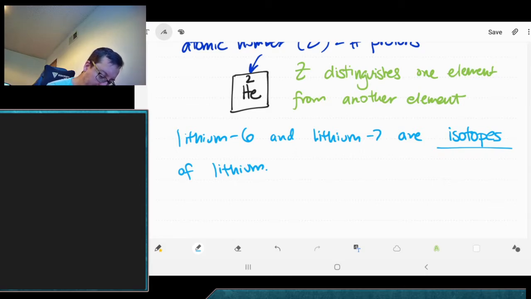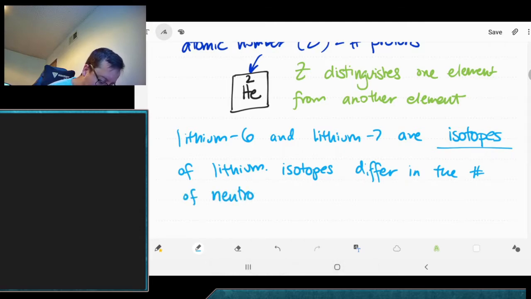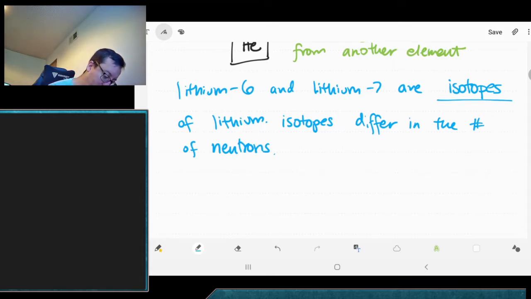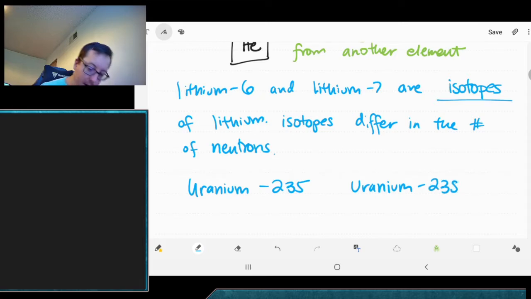And we see that isotopes, these will actually be neutrons. That determines what isotope you have. For example, you probably have heard in popular culture, a couple of isotopes of uranium.